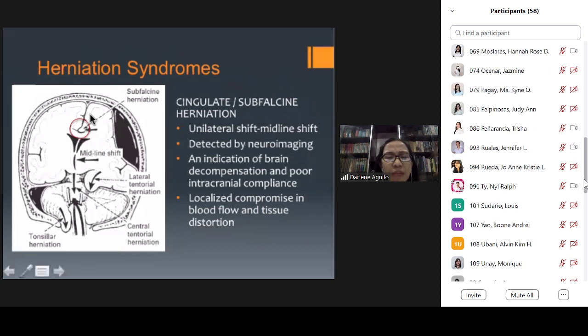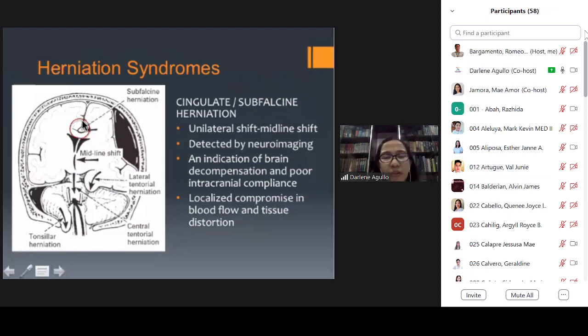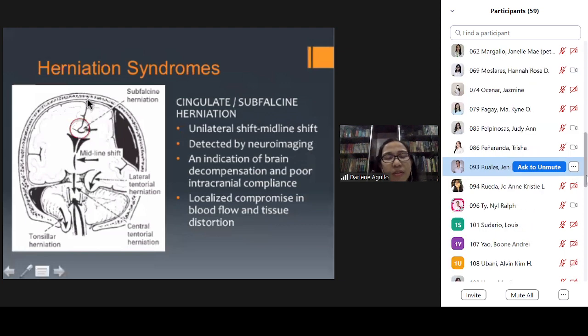So ano yung andito sa harap, yung dumadaan dito sa harap na major blood vessels? It's the anterior cerebral artery. So if this is untreated, pwedeng mag-ischemia, no, from compression of your anterior cerebral artery. So usually midline shift occurs when there is a focal space-occupying lesion. So may shift to the contralateral side, pumapasok yung cingulate gyrus mo below the stiff falx cerebri.